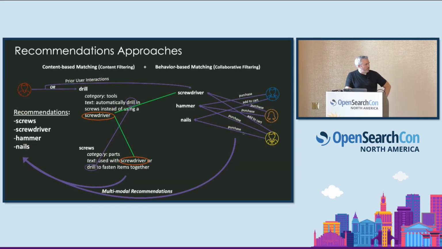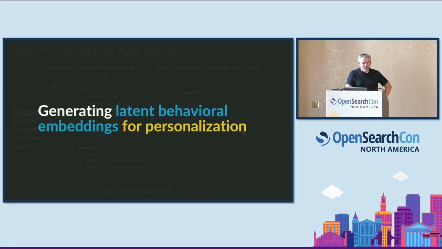And of course, you can do hybrid recommendations where you use both content features and behavioral features, and generate even better recommendations by getting rid of the cold start problem you have with collaborative recommendations, and overcoming some of the lack of user behavioral understanding you have in the content. And so that's all background for where we're going. What I want to talk about next is leveraging some of these concepts to generate latent behavioral embeddings that we can use for personalization.